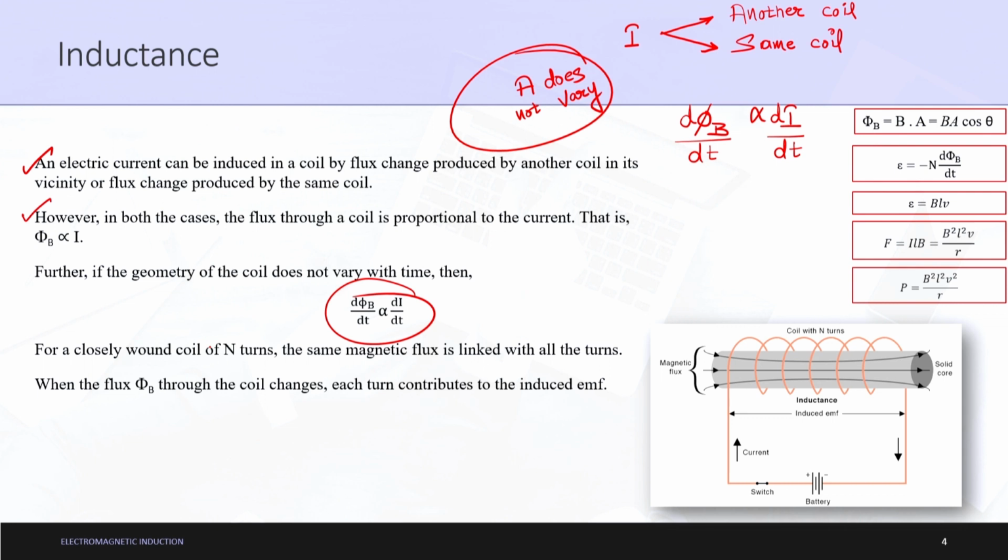For a closely wound coil of n turns, the same magnetic flux is linked with all the turns. When the magnetic flux phi b through the coil changes, each turn contributes to the induced EMF. As you can see on the right side, due to every turn there will be a part of the magnetic flux involved from these n turns. So, there will be n times d phi b by dt as the total flux. This last line tells us that due to the winding of the coil with n turns, more and more magnetic flux goes through the coil.